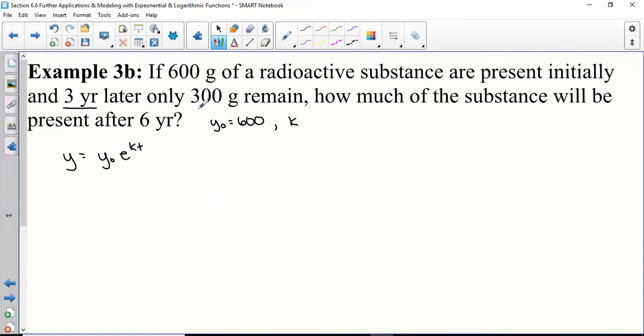3 years later, that's a t, 300 grams remain, that's my y. So I'm going to have to use those points to find my k. So my y is 300, my initial amount was 600, e, I don't know k, but this is after 3 years. Divide by my 600 and we get 0.5. Add an ln to each side. Ln and the e drop. So divide by 3.